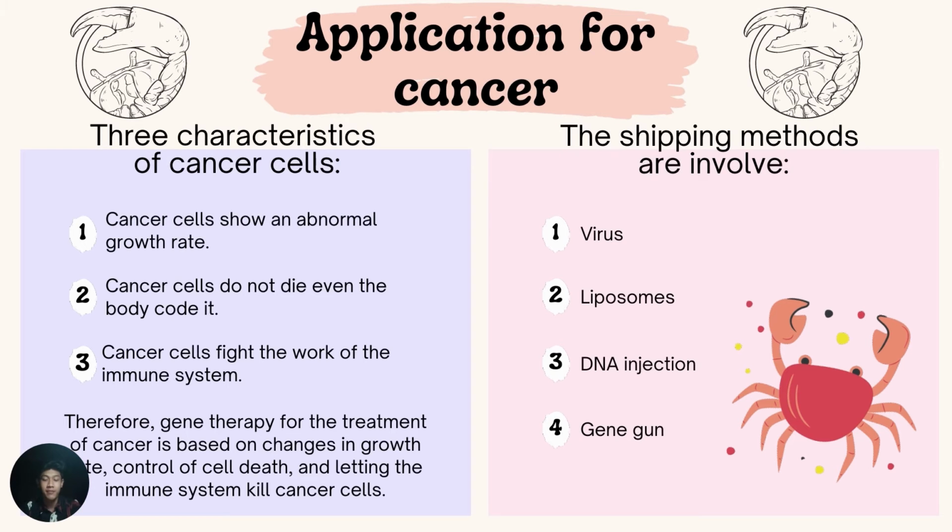Cancer cells have three characteristics that are genetically regulated for their survival and growth: cancer cells show an abnormal growth rate, cancer cells don't die even when the body codes for it, and cancer cells fight the work of the immune system. Therefore, gene therapy for the treatment of cancer is based on changes in growth rate, control of cell death, and letting the immune system kill cancer cells.